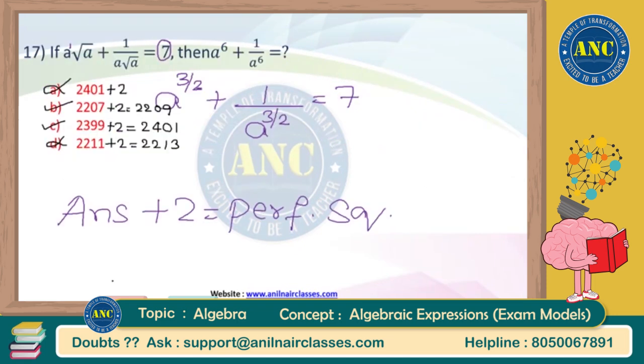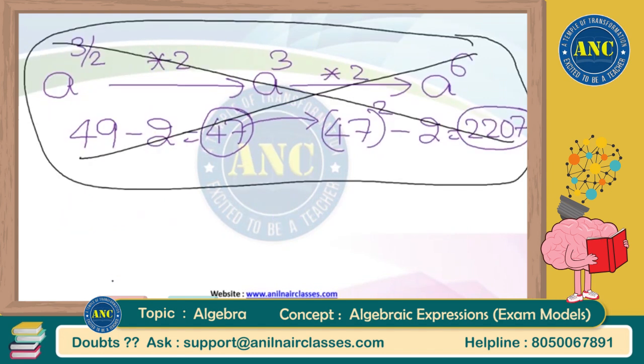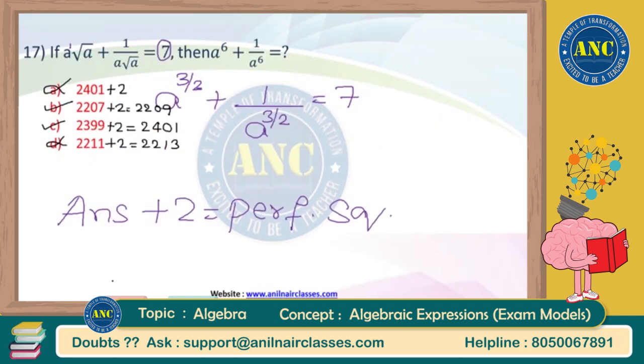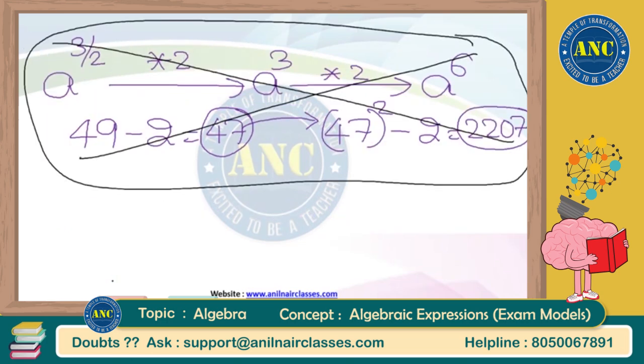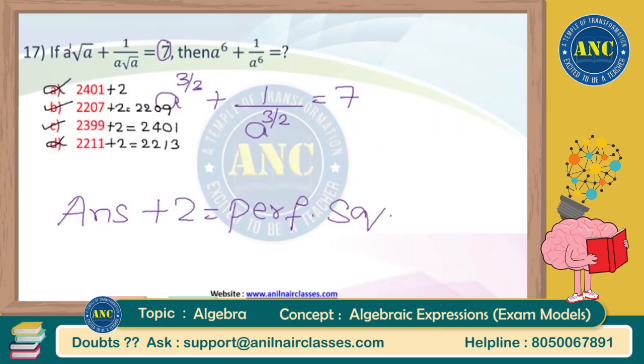But because there are two options which are perfect squares in this question, I should definitely go with this particular logic. I hope the idea is clear. Even then you can simplify it, sir. You need not actually go every time. Think logically. So you know that there are two iterations. 7 square is 49, subtract 2 is 47. Next thing is I should take 47 square.